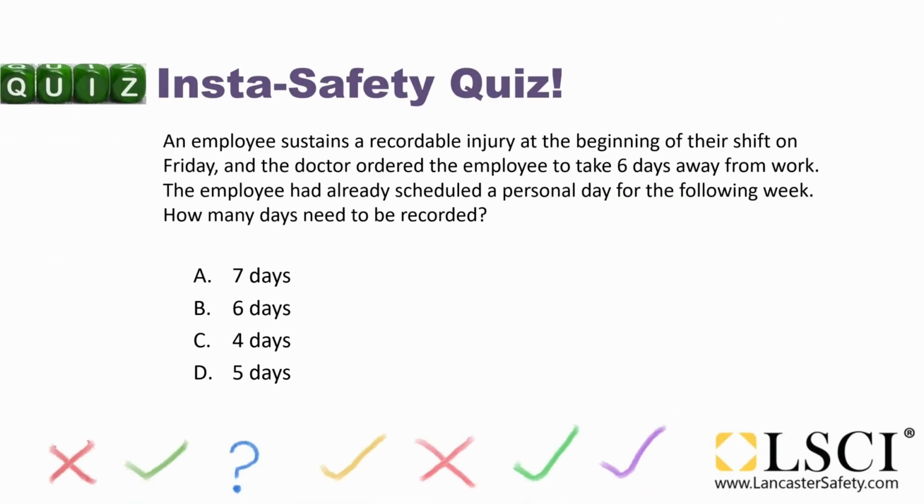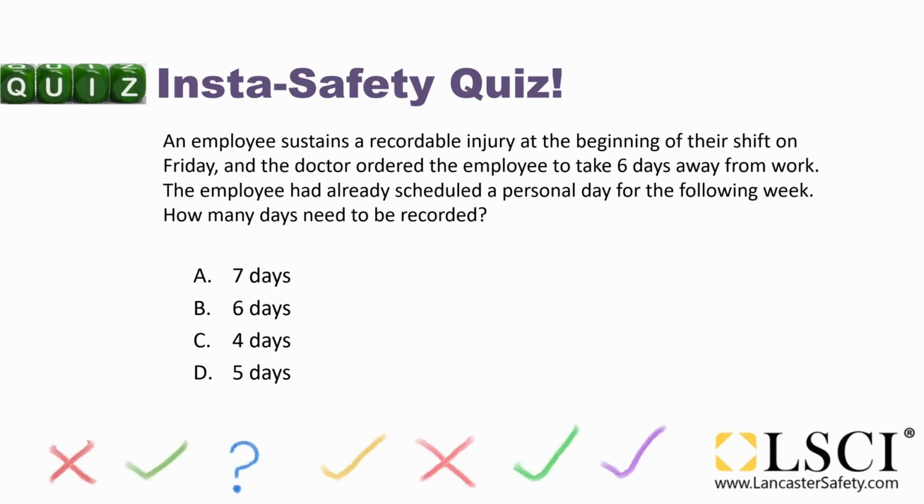All right, so let's take another break here for an Insta Safety quiz. An employee sustains a recordable injury that required 6 days away from work. However, the employee was already scheduled to take one vacation day the Monday after the injury occurred. How many days need to be recorded on the company's OSHA 300 log?